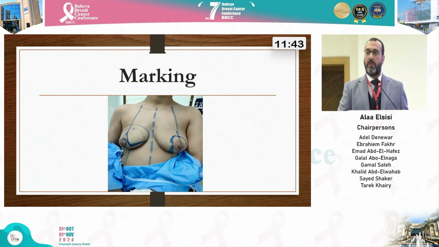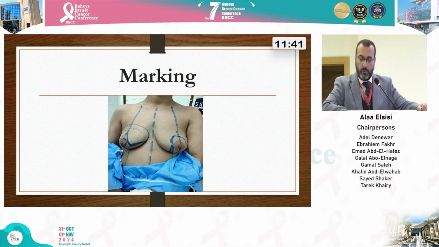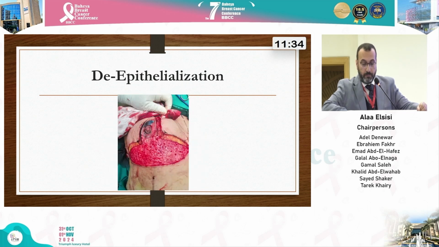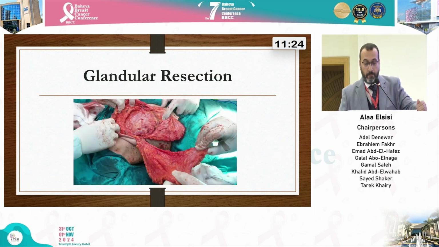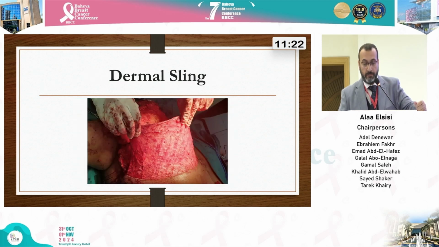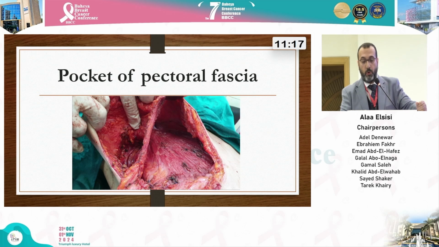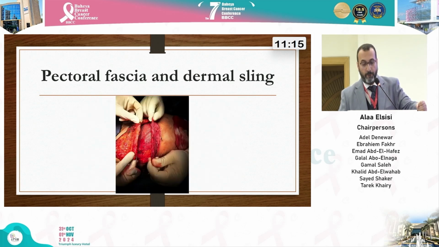Firstly, the steps as any steps: wise pattern demarcation, dermal sling, epithelialization of the lower dermal sling, glandular resection, dermal sling inferiorly, pockets for pectoral fascia, combined technique, dermal sling and pectoral fascia elevation.